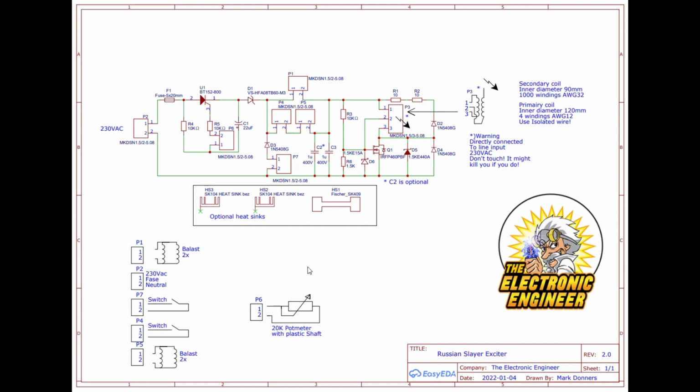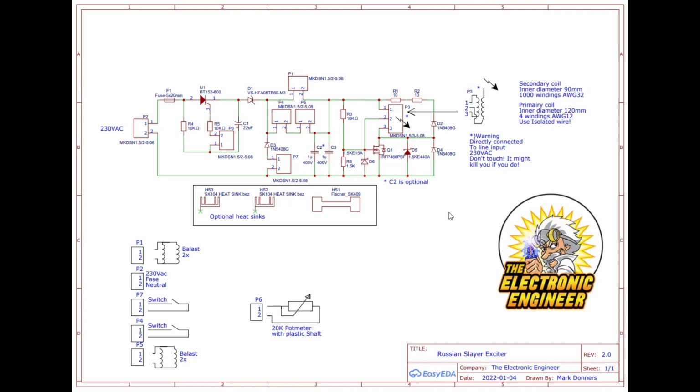So this is the schematic of the Russian Slayer Exciter. A fair warning is in place. Although it's a Tesla coil, this isn't the most safe Tesla coil you can build. Basically because indirectly your secondary coil is connected to the inlet only by a simple resistor. Here's your inlet. Here's your resistor going straight to the coil. So if you touch the coil, even if it's not operational, while it's plugged in, there's a big chance you'll get electrocuted. So it would be good to avoid that.